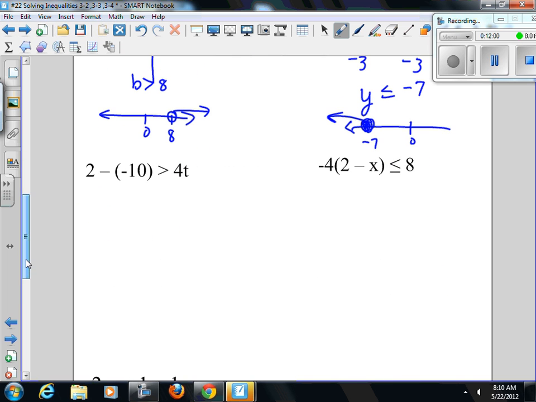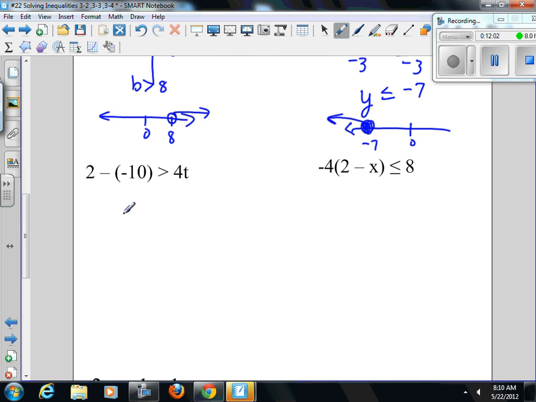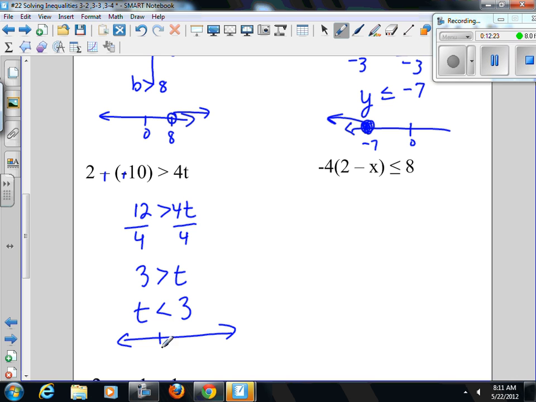Moving on. 2 minus negative 10 is greater than 4t. Well, we got to simplify that. This is the same as 2 plus 10, so we have 12 is greater than 4t. Divide both sides by 4. We have 3 is greater than t. We're going to have to put the t on the left, change the arrow, and move the 3 to the right. I know you know how to graph that.